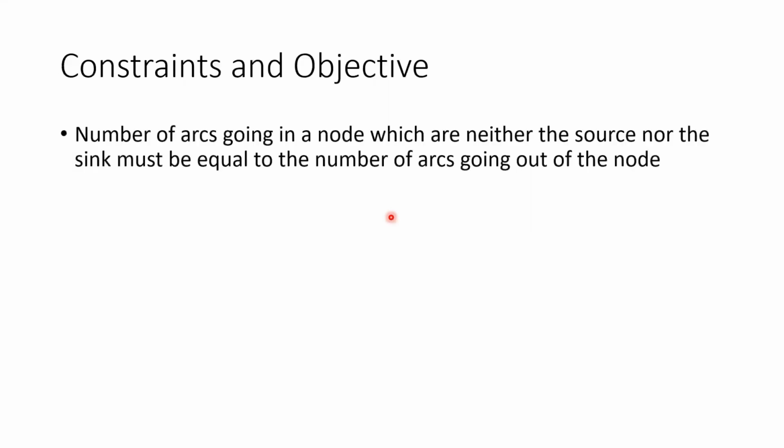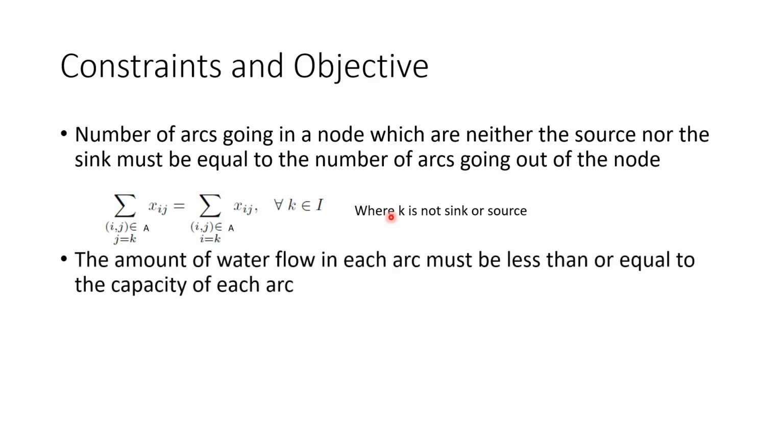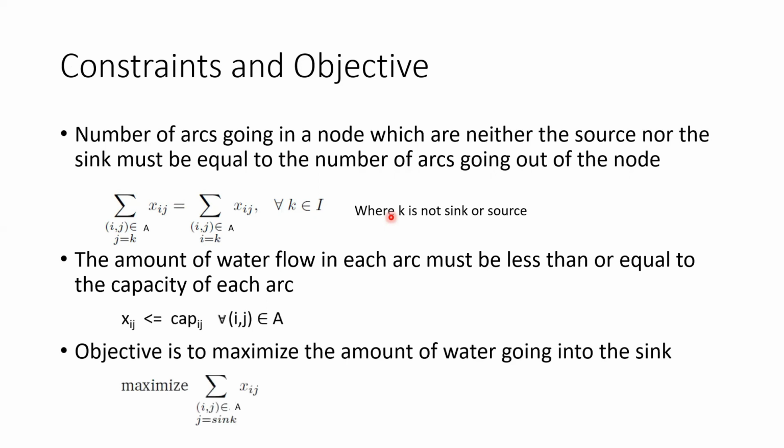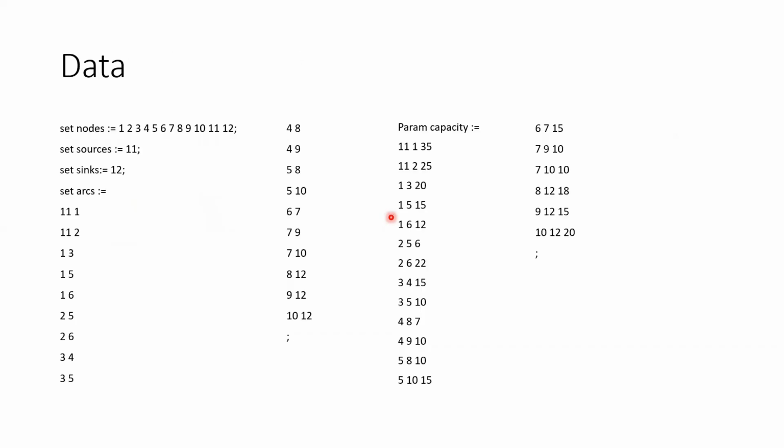Now we define the constraints and objective. The first constraint is that the total amount of flow going into a node should be equal to the total amount of flow out of the node if the node is not either the source or the sink. We define the second constraint on the amount of water that flows in each of the arcs. That amount should be less than or equal to the capacity of each arc. The objective is to maximize the amount of water going into the sink.